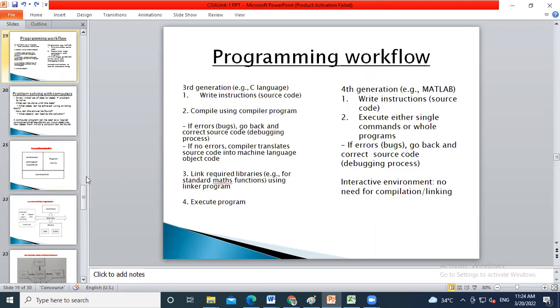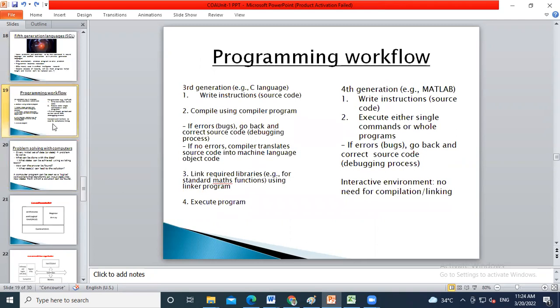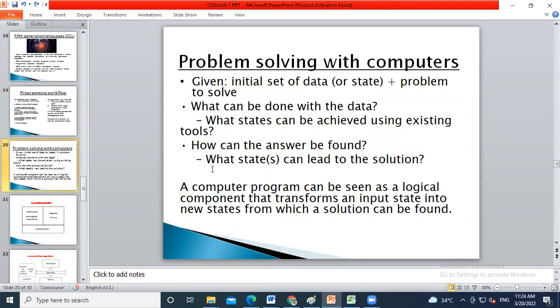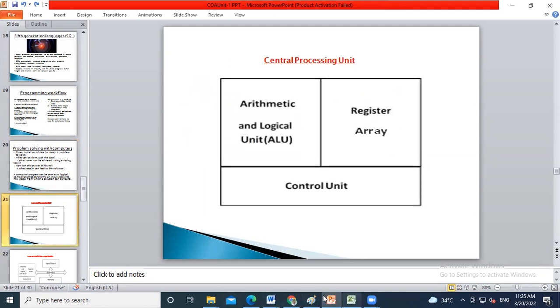So after that, we studied programming workflow, how the flow is going to work in the different generations. And by using all those programming concepts, we are solving the problems with the computers. By using the computers, we solve all different kinds of problems. And this much we studied in the last lecture. So now I will start with system bus as per your syllabus.